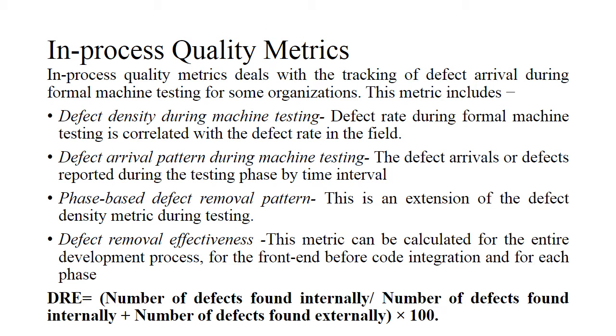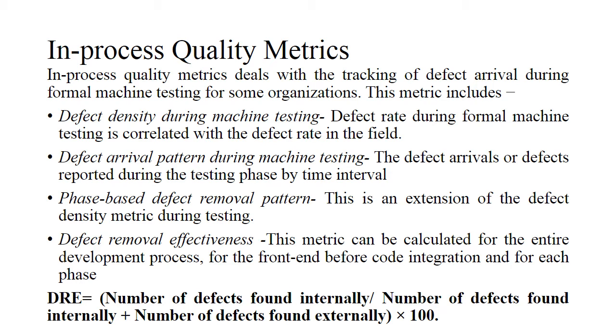Next is your in process quality measurement. In process, while we are developing. So when you are developing your software, one in process quality measurement we may have is defect density during machine testing. That is the defect rate. In a formal machine testing, how many defects you are going to face. This will be your in process quality measurement. Defect arrival pattern during machine testing. So when the defect arrives and when the defect has been reported, the testing phase will have some time interval, right? That is the pattern during machine testing.